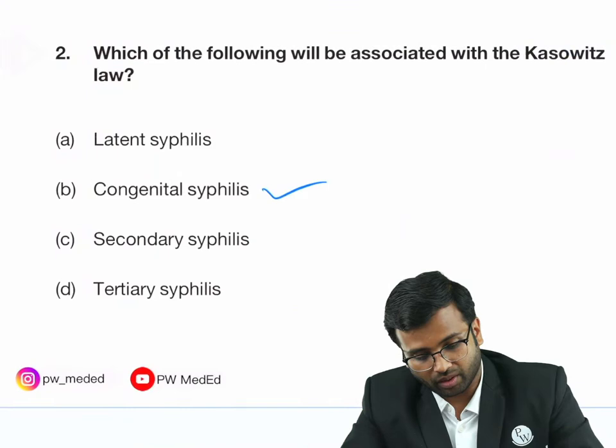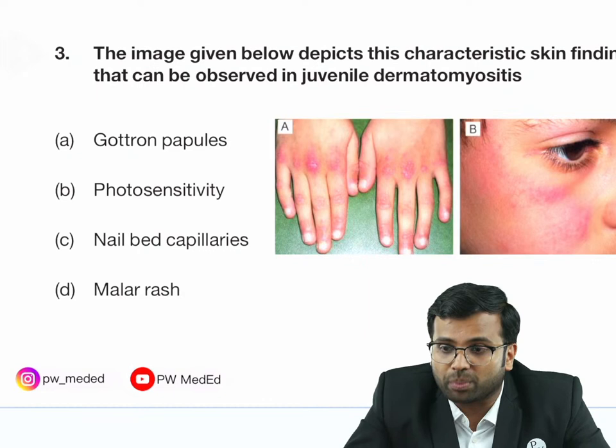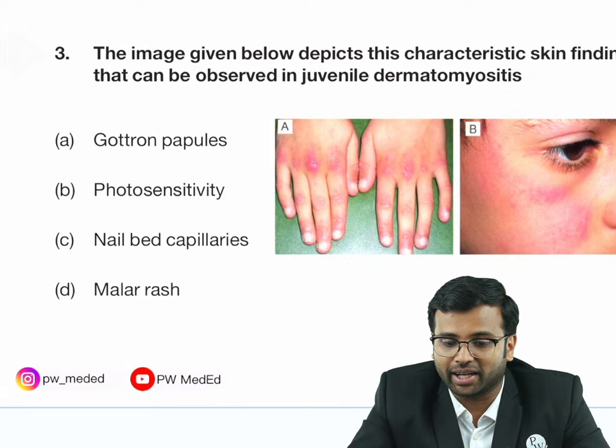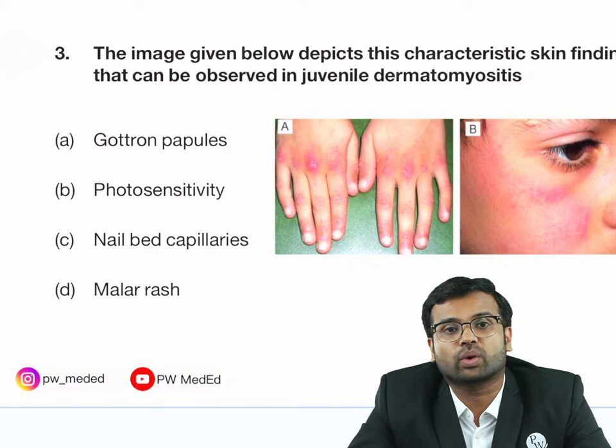In the next one, you can see the image given below. It depicts the characteristic skin finding which can be observed in juvenile dermatomyositis. Now what are the skin features that you can see in juvenile dermatomyositis? Now let us see the options also. Gottron's papules, photosensitivity, nail bed capillaries, and the last one is malar rash.